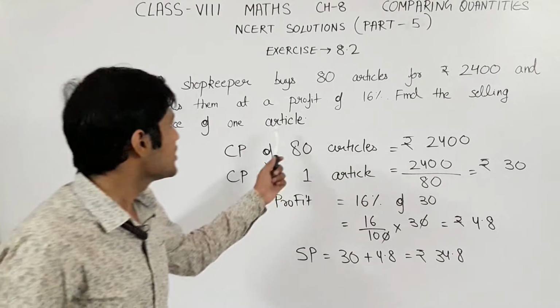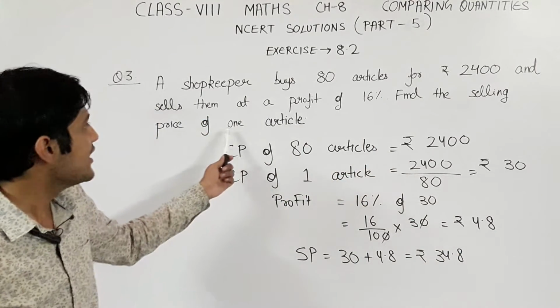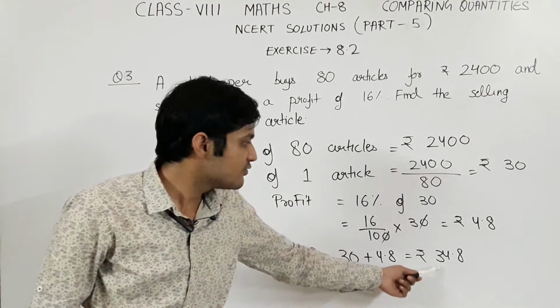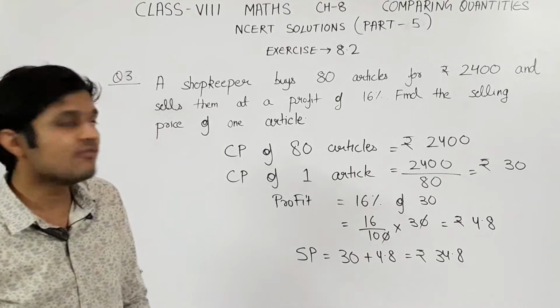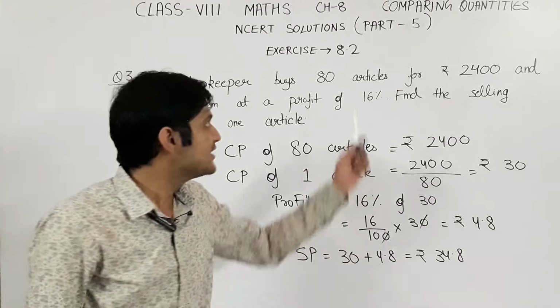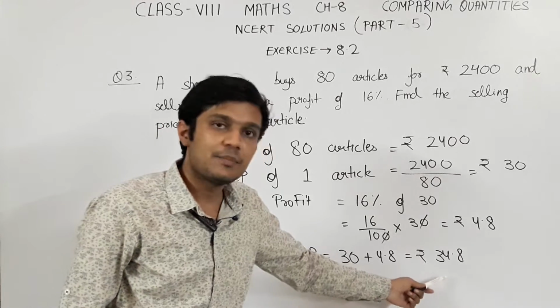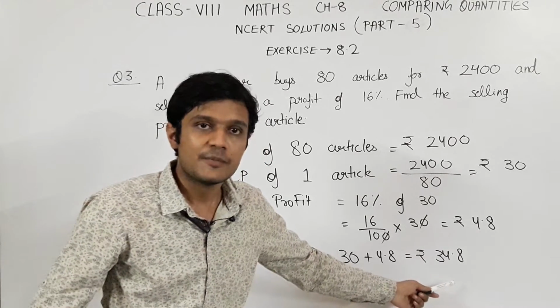In this question only we have to find the selling price of one article. So this is the selling price of one single article. If someone asks you total selling price or selling price of 80 articles, then you can multiply this value with 80.